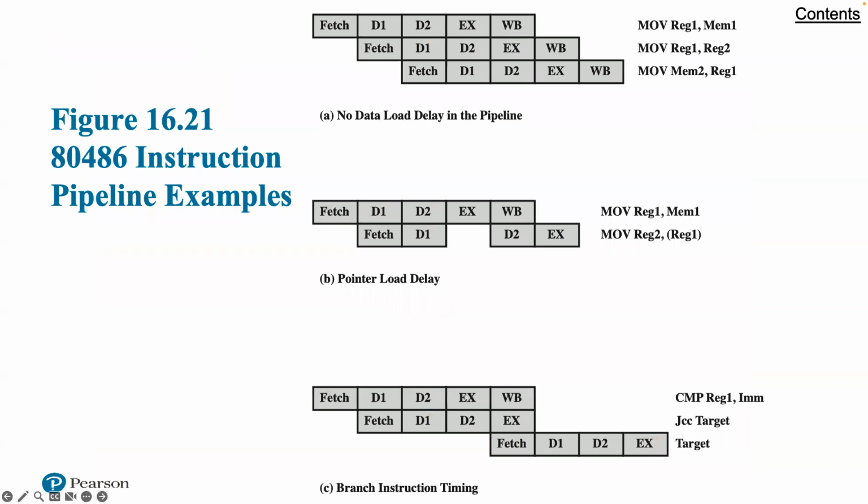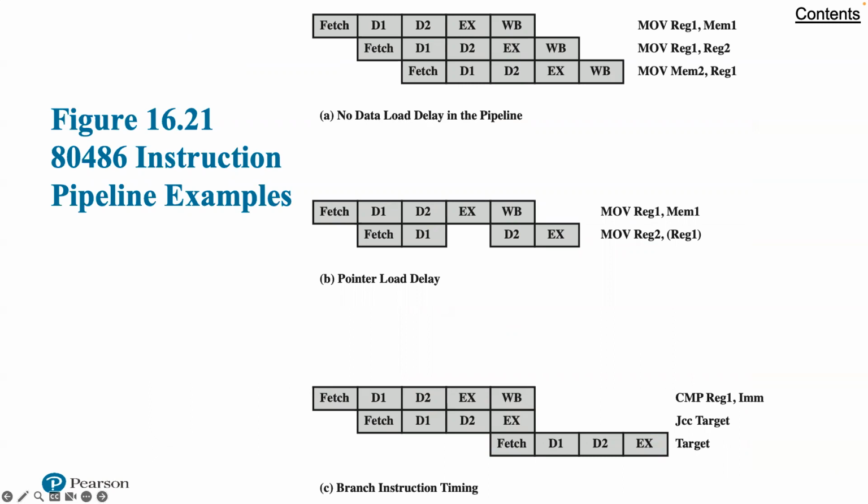Figure 16.21 shows examples of the operation of the pipeline. So first of all, in Figure 16.21A, it shows that there is no delay introduced into the pipeline when a memory access is required. However, as Figure 16.21B shows, there can be delay for values used to compute memory addresses.